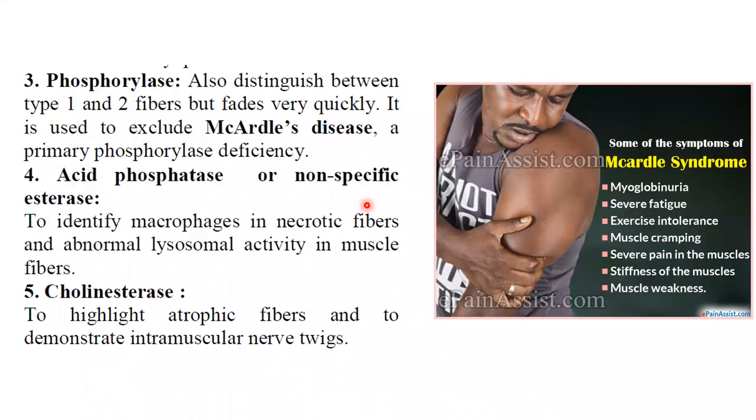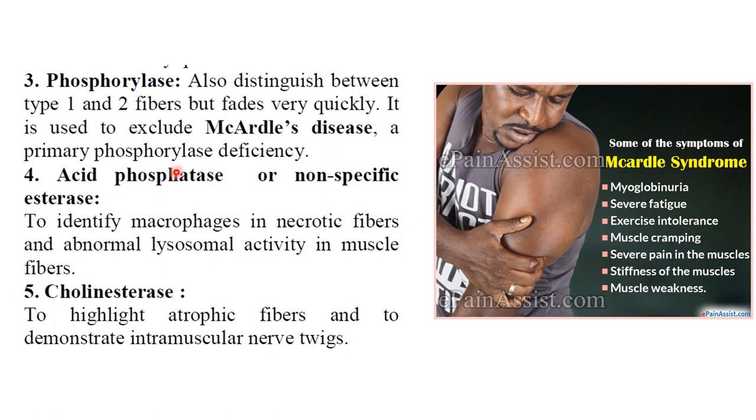Then coming to phosphorylase detection. Deficiency of phosphorylase enzyme results in a typical muscle disorder called McArdle syndrome. This McArdle syndrome occurs due to dysfunction of the phosphorylase enzyme. Phosphorylase also distinguishes between type 1 and type 2 fibers, but fades away very quickly. It is used to exclude McArdle's disease, a primary phosphorylase deficiency disorder.